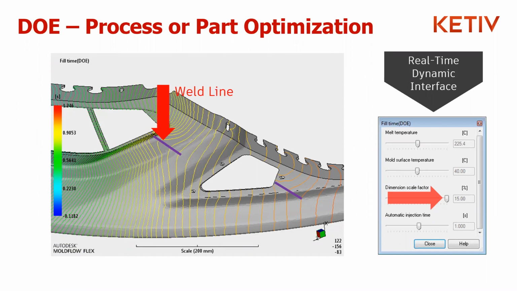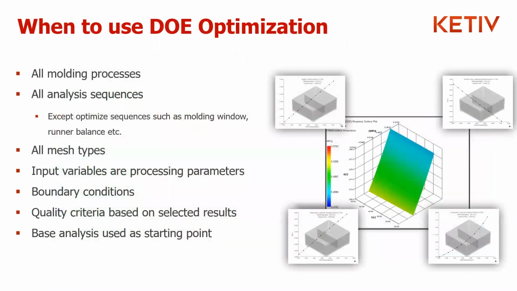So, like I said, it actually helps you translate that statistical information into something physical that you can look at, what that actually means for the part and the product itself, the end result. Exactly. A lot less intimidating than a pile of data. Yeah, exactly. So, well, the question is then, when do you use it? Well, you use it for all molding processes, all analysis types, and all mesh types.